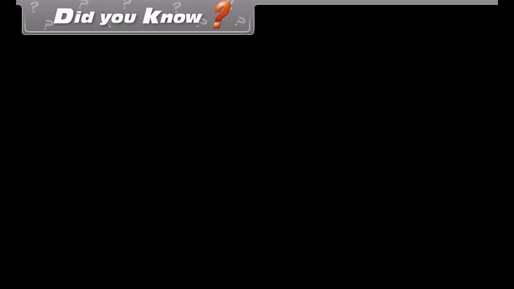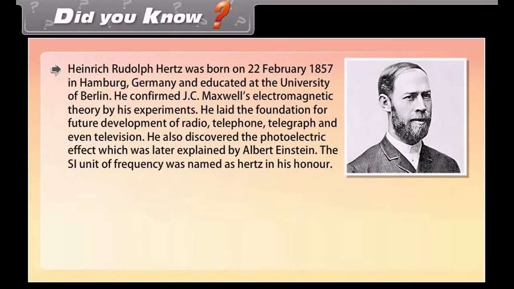Did you know? Heinrich Rudolf Hertz was born on 22nd February 1857 in Hamburg, Germany, and educated at the University of Berlin. He confirmed J.C. Maxwell's electromagnetic theory by his experiments. He laid the foundation for future development of radio, telephone, telegraph, and even television. He also discovered the photoelectric effect, which was later explained by Albert Einstein. The SI unit of frequency was named as Hertz in his honor.